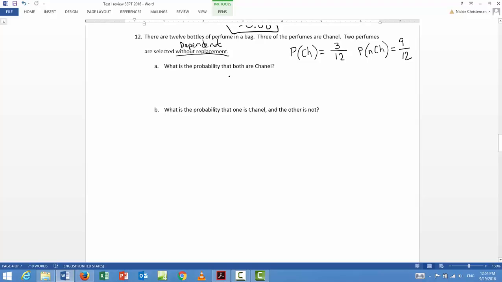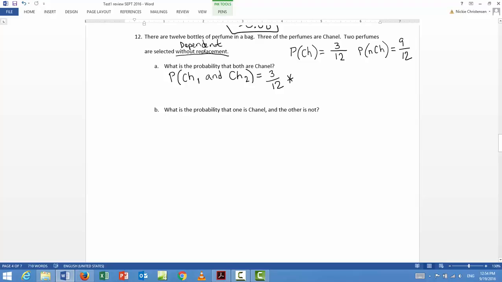So what's the probability that both are Chanel? That means that perfume 1 will be Chanel and perfume 2 will be Chanel. So it's asking for the probability that Chanel will be the first one that we choose and Chanel will be the second one that we choose. Okay, so let's slot in our probabilities. The probability that we're going to get Chanel on the first try is 3 over 12. We know that and means multiply.